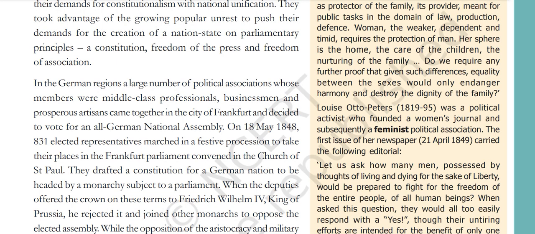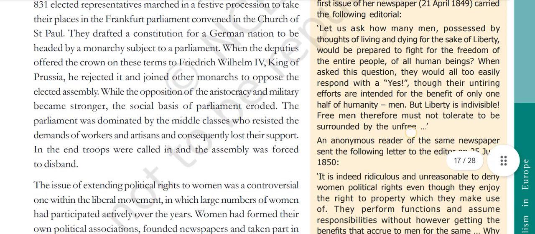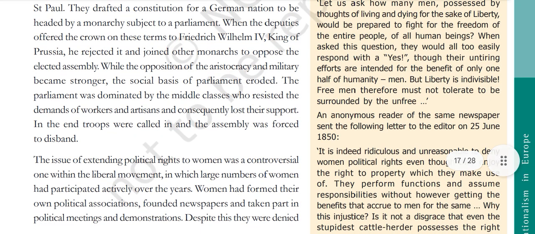When the deputies offered the crown on these terms to Frederick William IV, King of Prussia, he rejected it and joined other monarchs to oppose the elected assembly. While the opposition of the aristocracy and military became stronger, the social basis of parliament eroded. The parliament was dominated by the middle classes who resisted the demands of workers and artisans and consequently lost their support. In the end, troops were called in and the assembly was forced to disband.